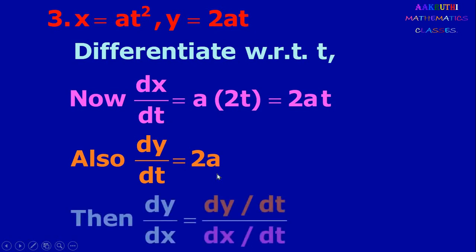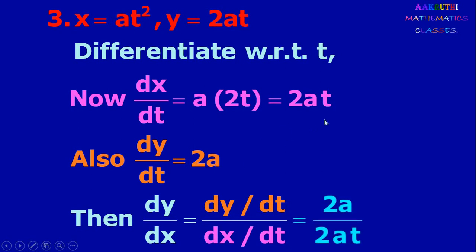So now dy by dx is dy by dt divided by dx by dt. So it is 2a divided by 2at. Now here 2a gets cancelled, remaining is 1 by t. So therefore dy by dx is 1 by t.